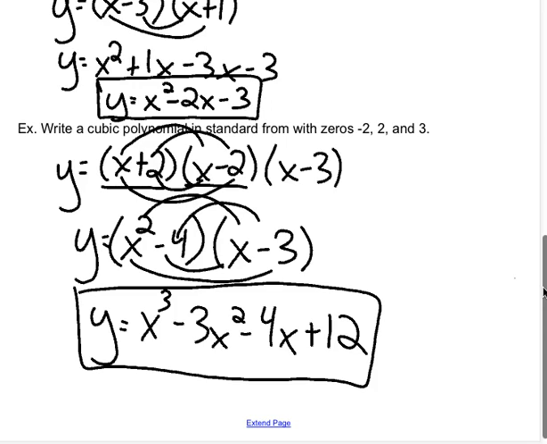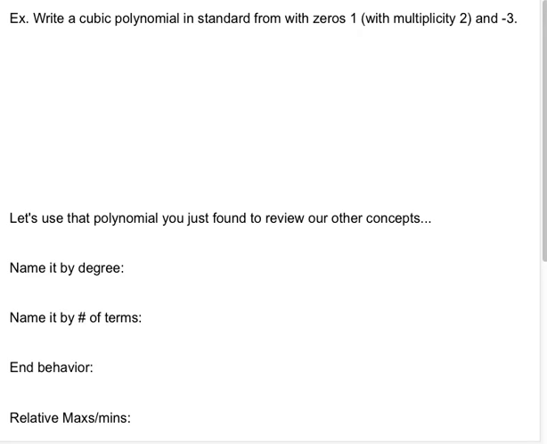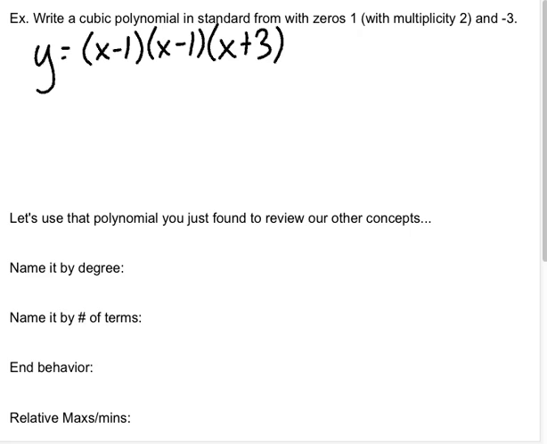All right, so let's do another one. Write a cubic polynomial in standard form. The zeros 1, with multiplicity of 2 and negative 3. So what that means, the 0 of 1 is equal to x minus 1. With the multiplicity of 2 means I have it twice. And then that 0 of negative 3 is going to come from a factor of x plus 3.